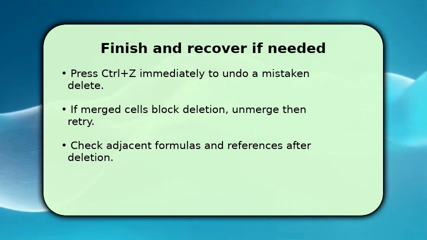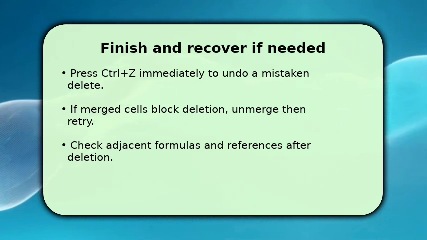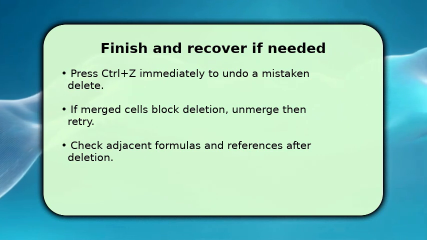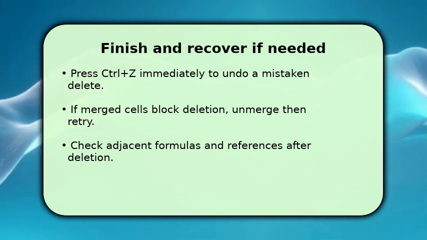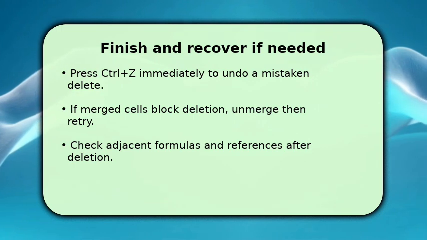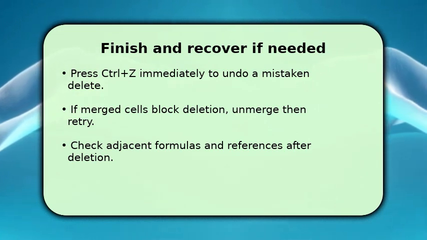If Excel prevented deletion because of merged cells, unmerge them first with Ctrl plus 1 then alignment, or use the home ribbon to unmerge. Then repeat the Shift plus space and Ctrl plus minus flow. One key troubleshooting tip: if rows seem to vanish, check filters, clear them to reveal hidden rows.